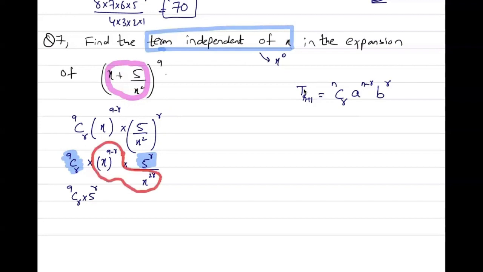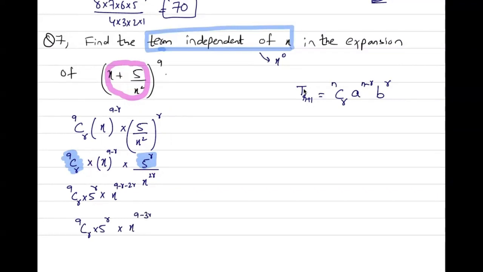Using the rules of indices, what is x to the power of 9 minus r divided by x to the power of 2r? What will happen to the powers of x? We subtract. So that's going to be x to the power of 9 minus r minus 2r. So 9Cr times 5 to the power of r times x to the power of 9 minus 3r.